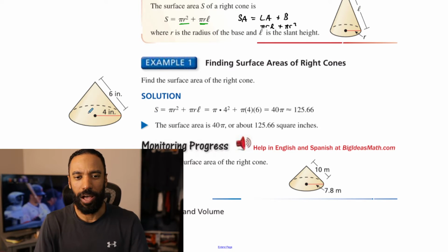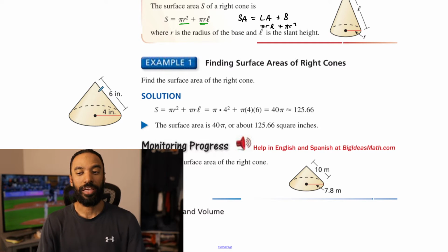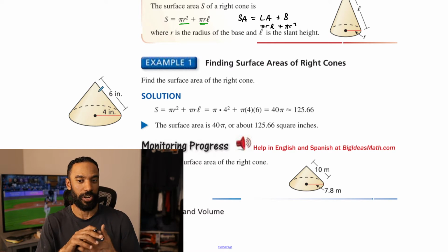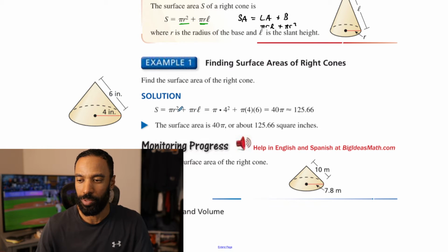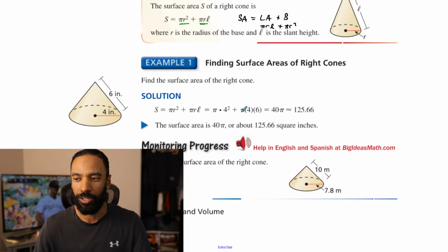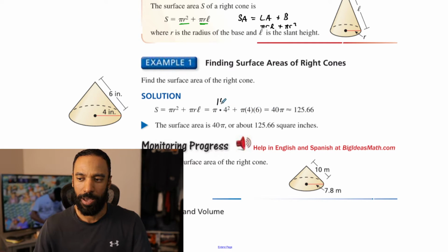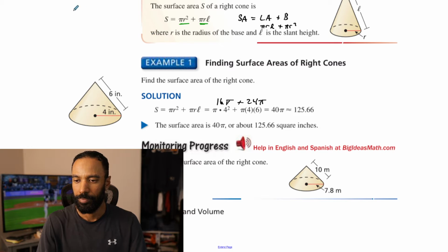Okay, so here's an example of that. We have the radius of 4. This is slant height of 6, not the height. Now, the height isn't even used for surface area. It would be used for volume. And we could use Pythagorean theorem to find it. I'm sure they'll do examples of that. So if you want to find whole surface area, the base is pi times 4 squared, which is 16 pi. Lateral area is pi rl, pi times radius times slant height. That's 24 pi. 16 pi plus 24 pi gets you 40 pi, and it rounds to 125.66 square inches.